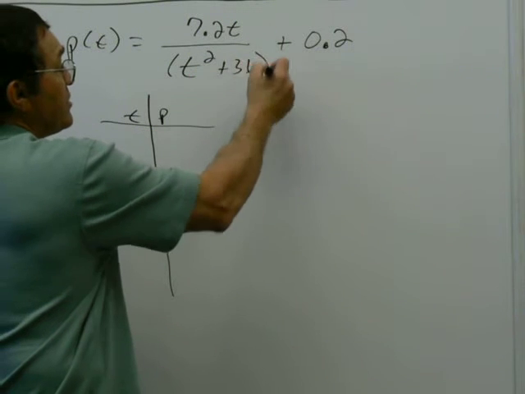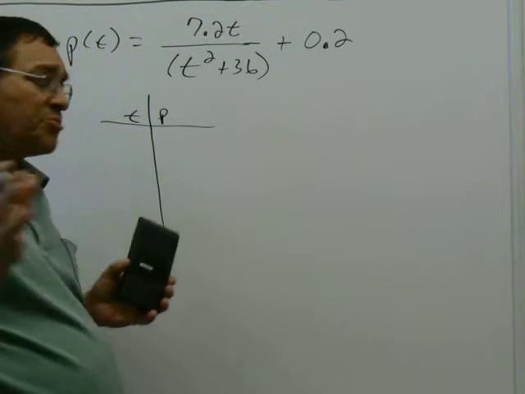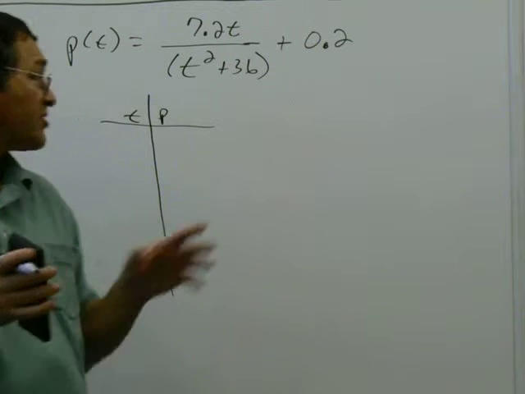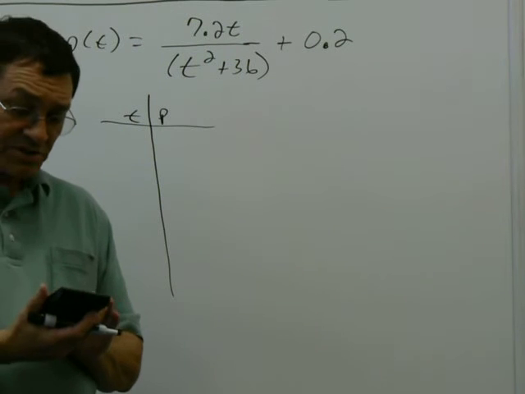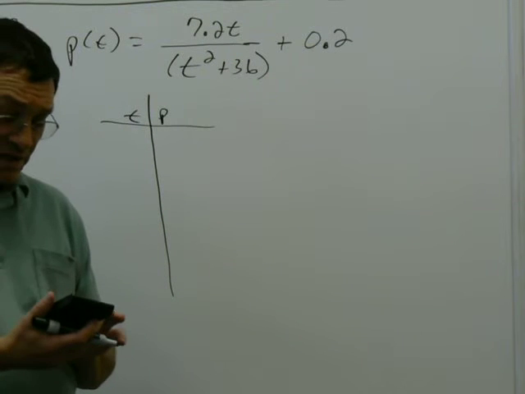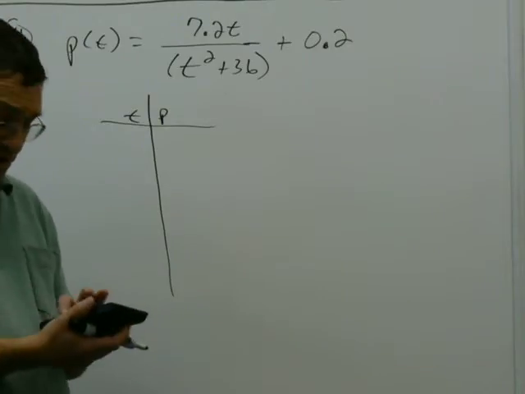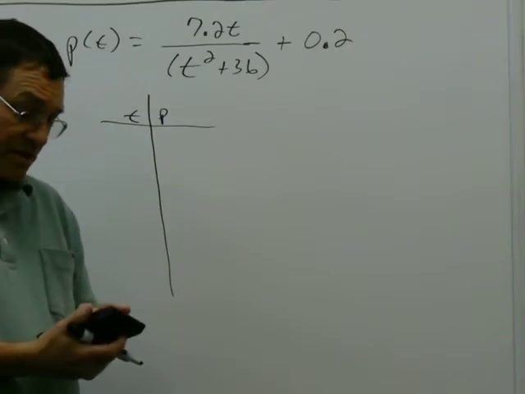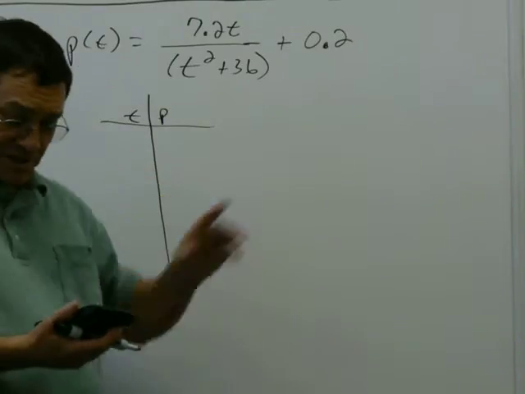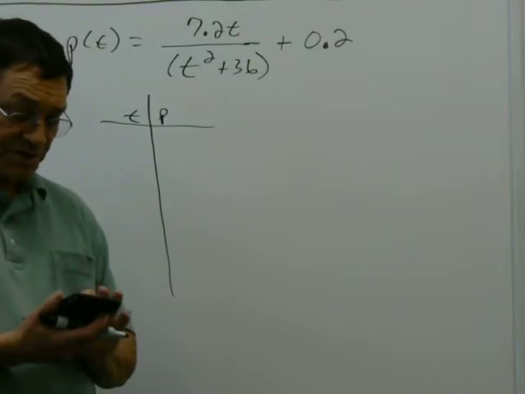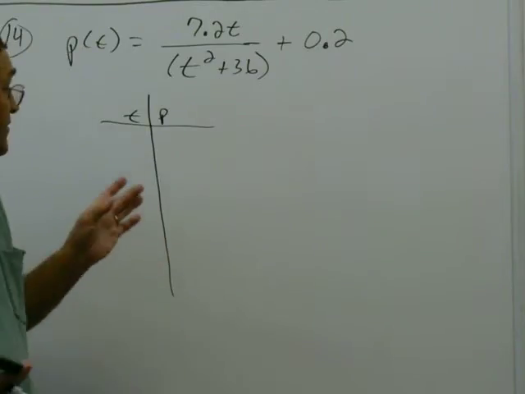I'm going to write it here. You know, when we write it on the board, it doesn't much matter, but on your calculator, you'll put 7.2 times x divided by, and then x squared plus 36, and then get past the parentheses and put plus 0.2. So there's my equation. I've got it entered.